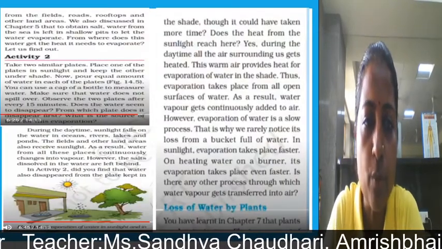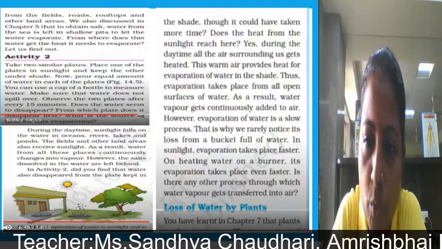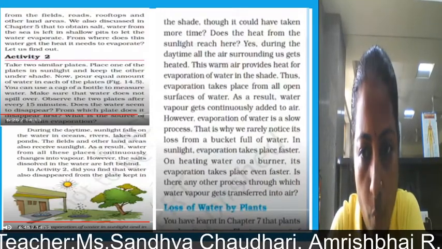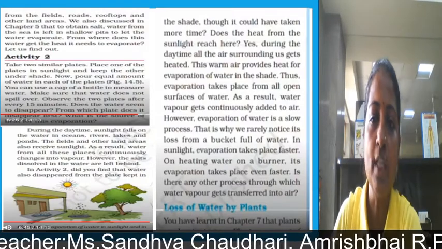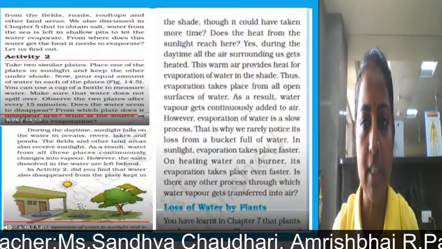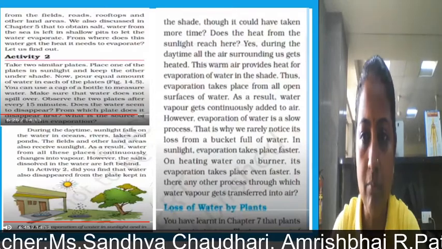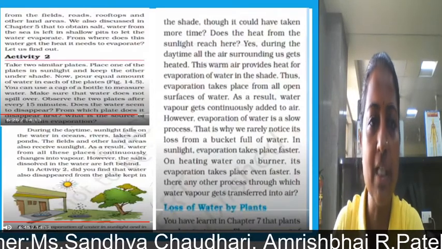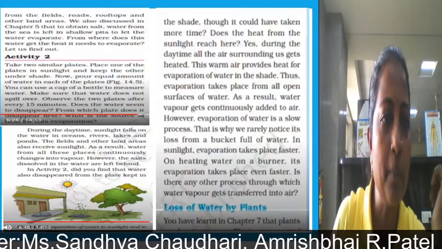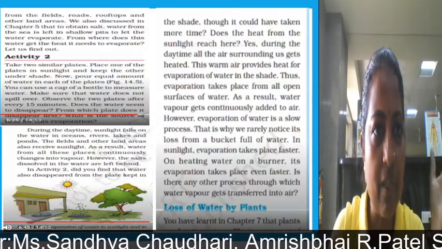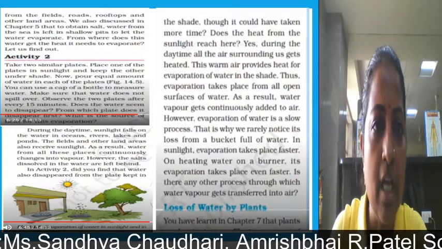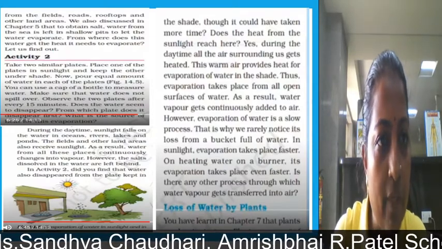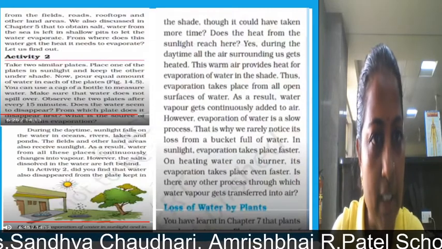Now students, we are going to see one activity. We have to take two similar plates, and you have to do this activity at home so that you will come to know the difference between the time of evaporation. Now see, you have to take two similar plates. Place one of the plates in sunlight, where the sun rays are coming, and keep the other under the shade.